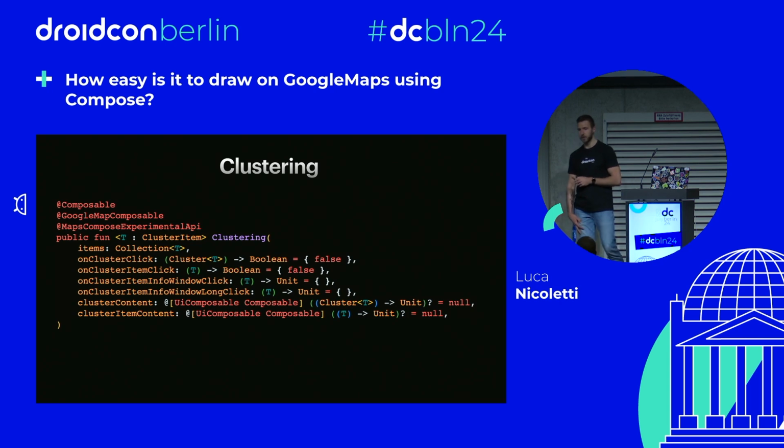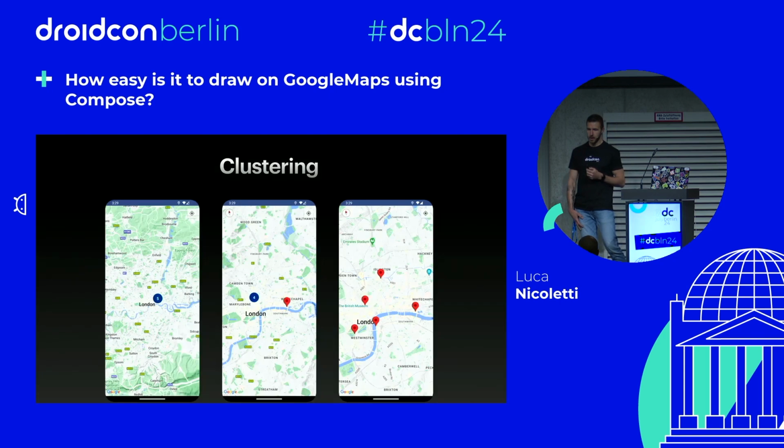You can customize the click on the cluster, the click on the cluster item, which is the single marker itself, the click on the info window, and the long click of the info window. And then you can specify a cluster content and a cluster item content, which are UI composable functions. One receives a cluster, and one receives your data of cluster item.